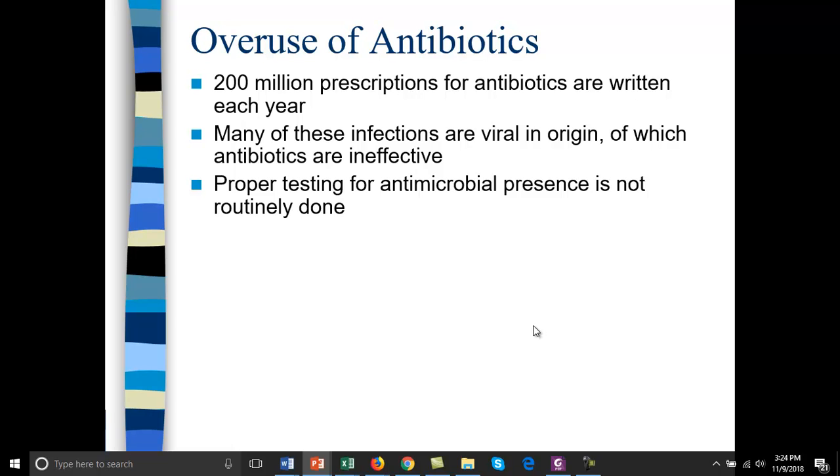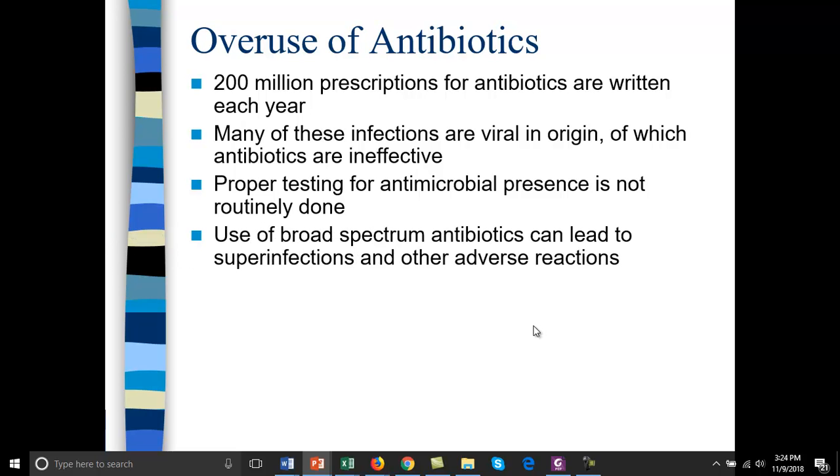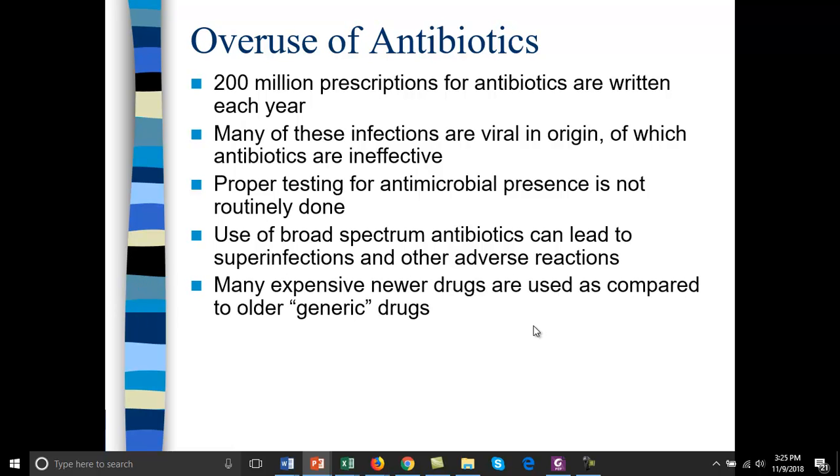A lot of times a physician or a medical provider might be wrong, and they may not specifically test for the presence of bacteria. And also broad spectrum antibiotics can be really dangerous because they kill off your normal flora. They put your flora out of balance. That can lead to superinfections like yeast infection or Clostridium difficile, as well as other adverse reactions.